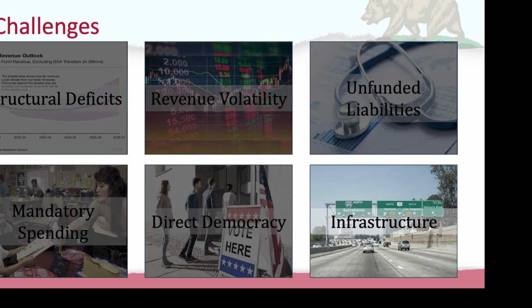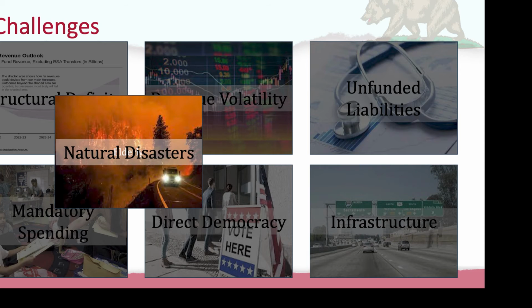More recently, natural disasters like wildfires and earthquakes have increased emergency spending in the state, unexpectedly straining the state's budget. While the legislature has sought to allocate additional resources to emergency preparedness and disaster relief, other competing priorities also exist, making allocating scarce resources difficult.